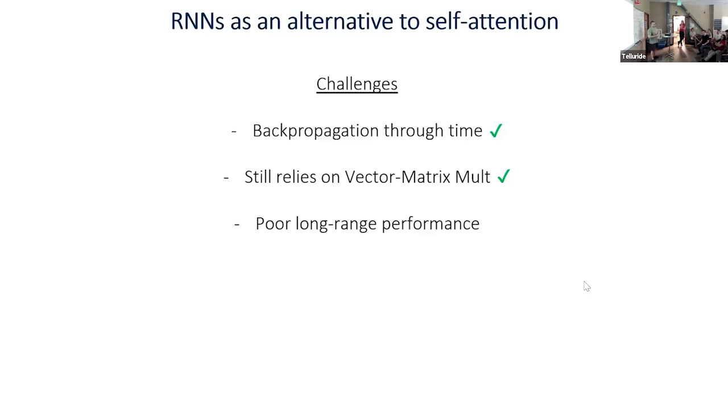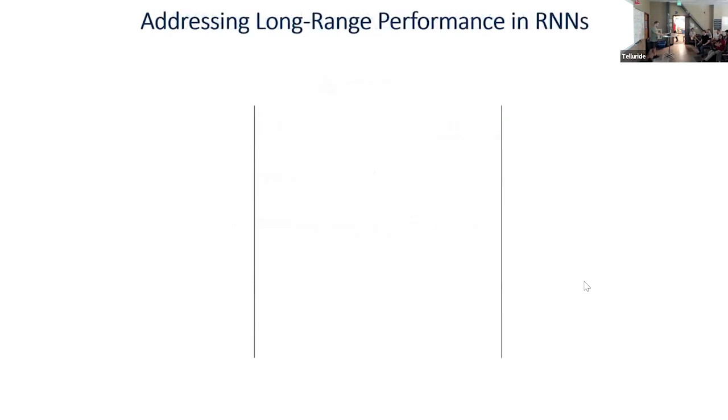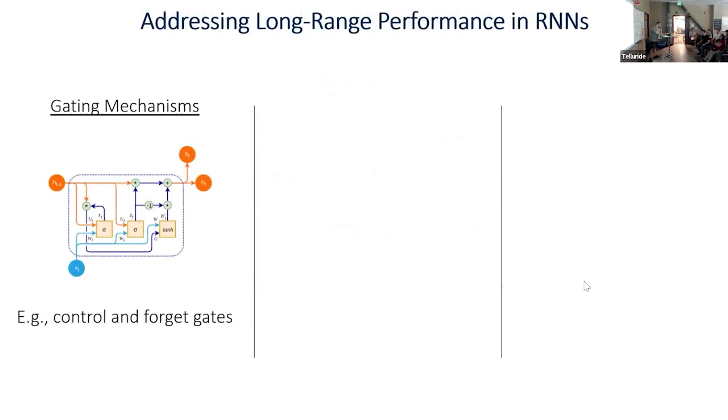Core long-range performance is one of the most critical things here that we have not yet addressed. 5 minutes left, this is going to go over time. So what do people generally do to address long-range performance?